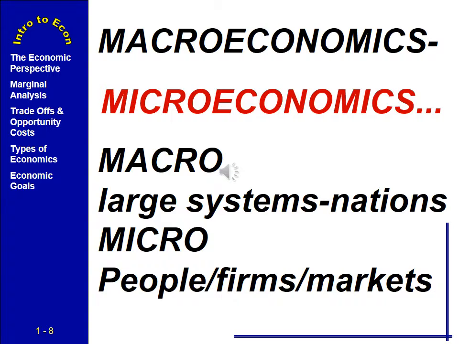A couple more definitions I want to throw in here. Macro and microeconomics. Macroeconomics is large systems. We can get nations, so we're using things like gross domestic product and inflation. That's a macro concept. Micro, people, firms, and markets. Consumer choice, a company, or even the market for, say, potato chips in the United States. Even though it's a national market, it is confined to one product, therefore it would be a micro concept as opposed to GDP, which would be a macro concept.